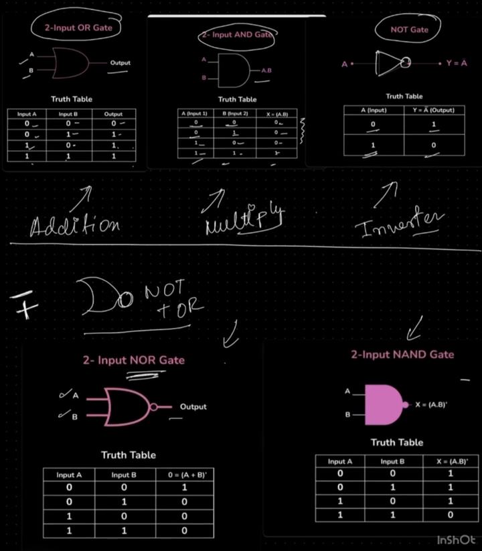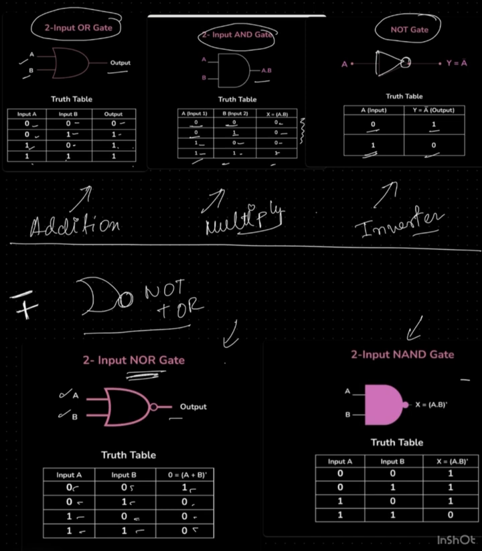So you can see first if we take 0 plus 0, so addition then invert. So 0 plus 0 will be 0, invert 1. 0 plus 1 will be 1, invert 0. 1 plus 0 will be 1, invert 0. 1 plus 1 will be 1, invert 0. So what is NOR gate? Combination of OR gate plus NOT gate. So it will do addition and then it will invert the answer.